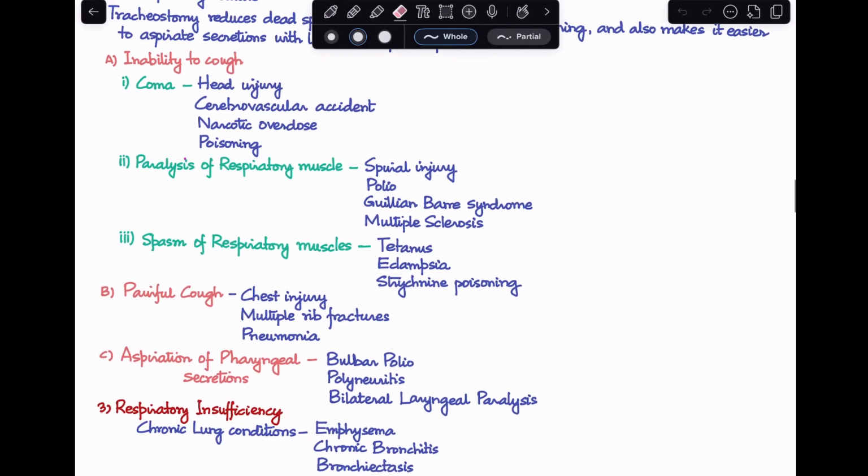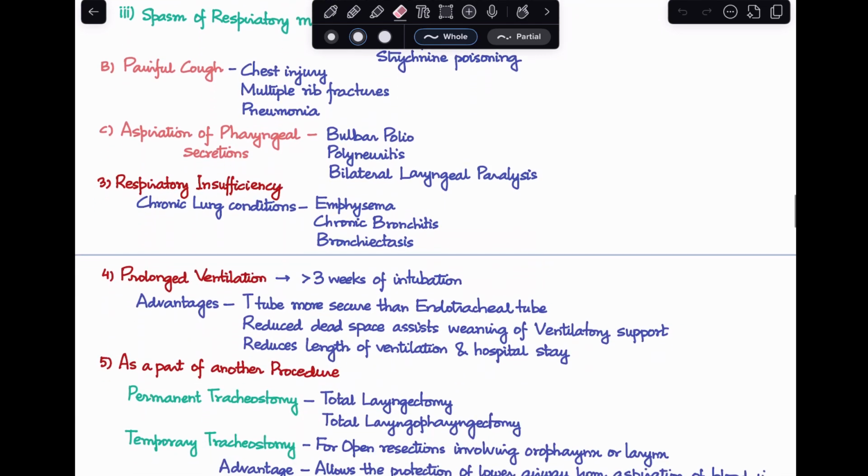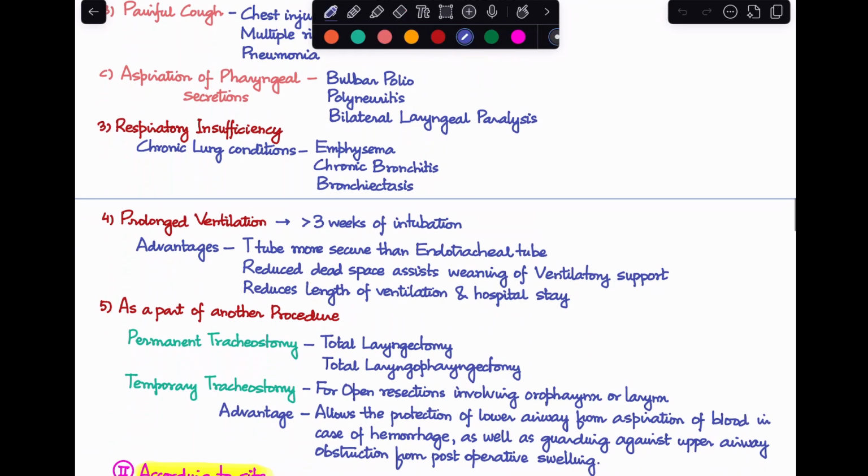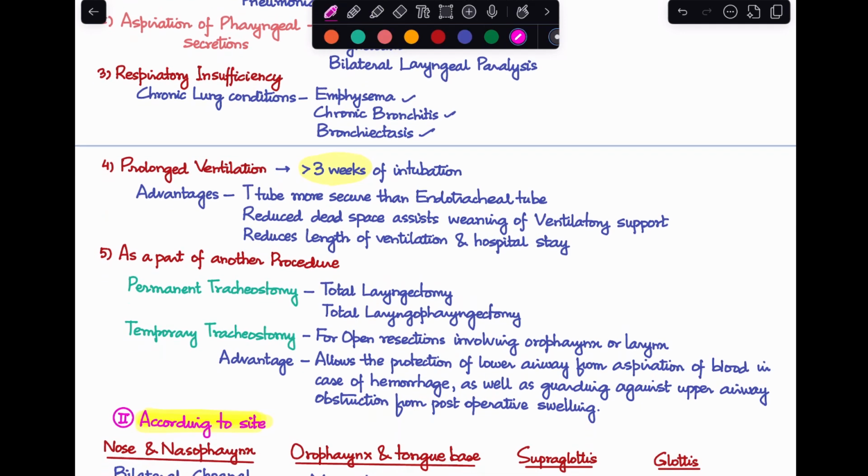Moving on to our third cause, which is respiratory insufficiency. This can be seen in chronic lung conditions like emphysema, chronic bronchitis, or bronchiectasis. And coming to the fourth cause, this can be because of prolonged ventilation. When a patient needs to be on a prolonged period of intubation, and the number important over here is more than 3 weeks of intubation required, in these cases, we choose to put the patient on a tracheostomy tube rather than keeping them on an endotracheal tube.